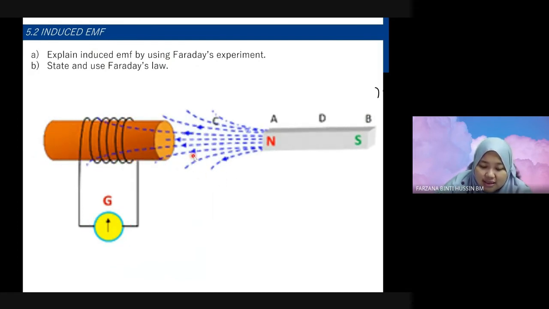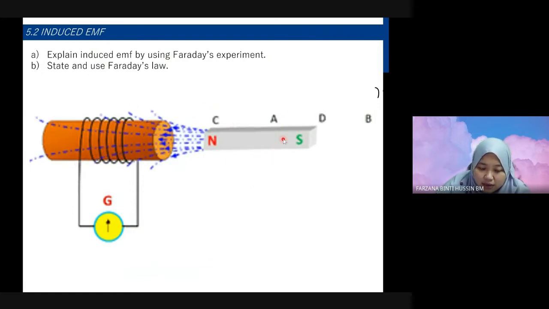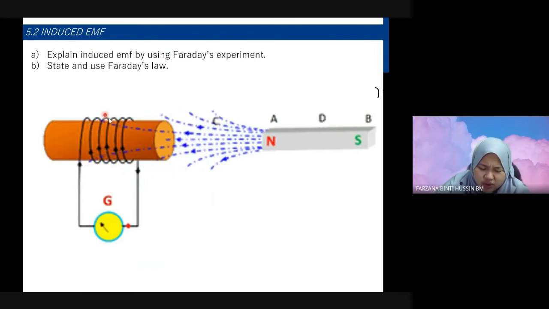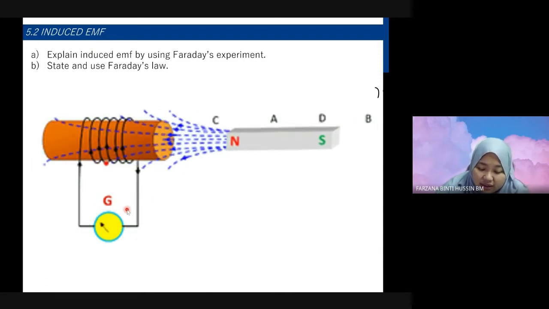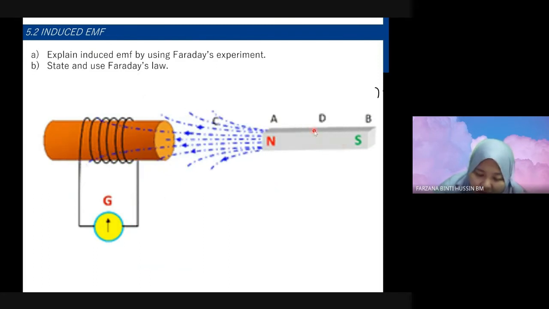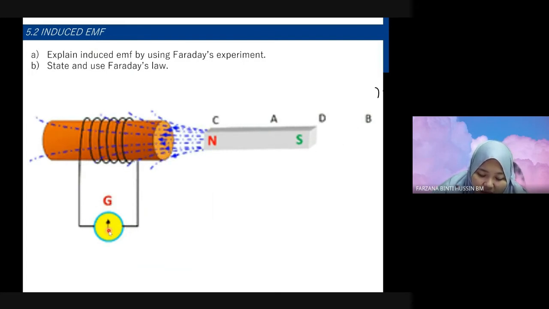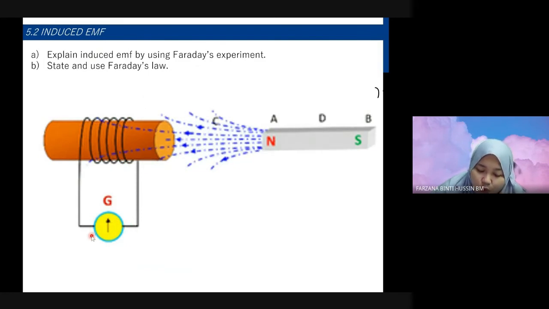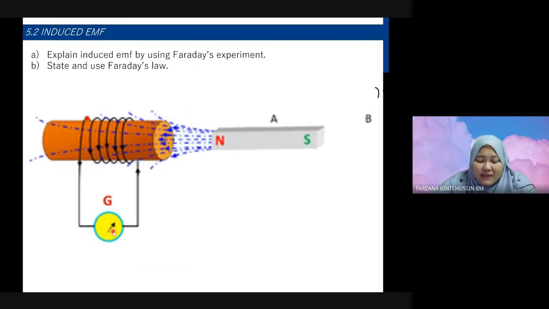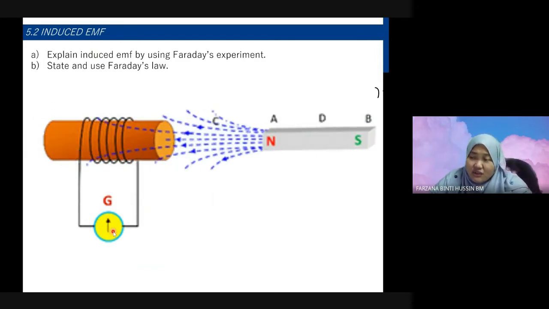Okay, as you can see from the diagram, we have a magnet bar here, and then we have a solenoid. Okay, and then we have a galvanometer. The galvanometer here is to detect the current flow. As you can see, as the magnet bar moves towards the solenoid, there's a deflection at your galvanometer, either to the left or to the right.